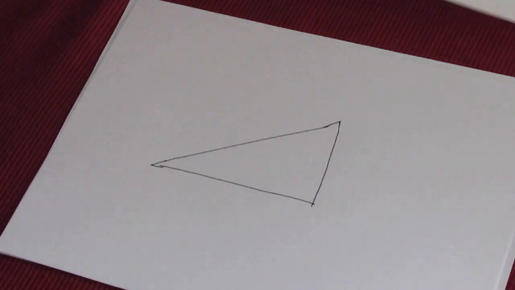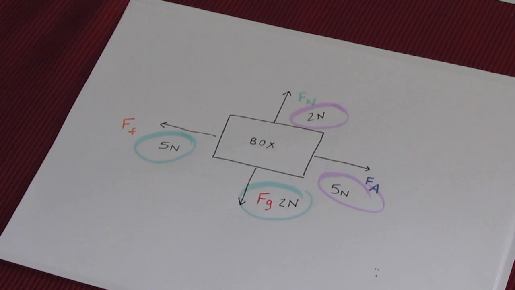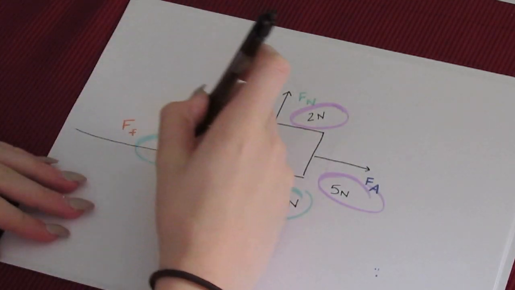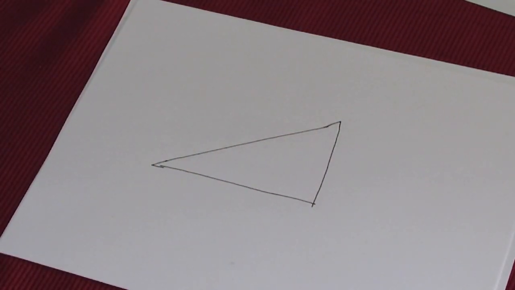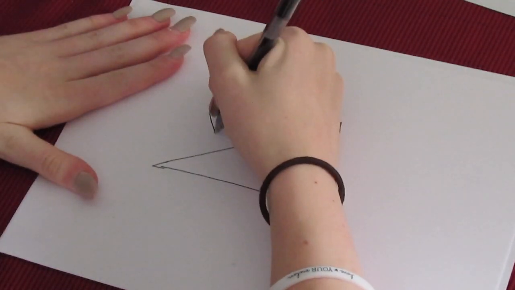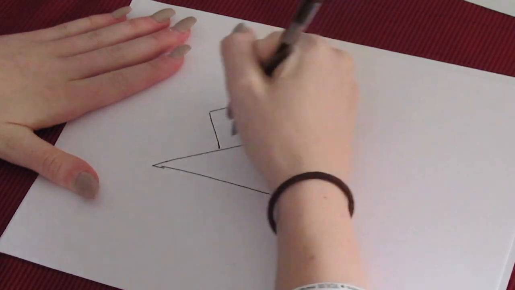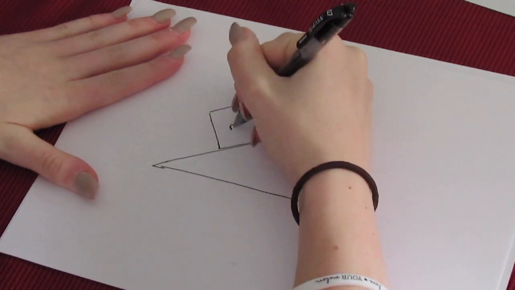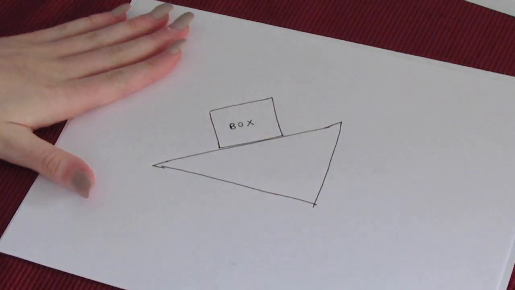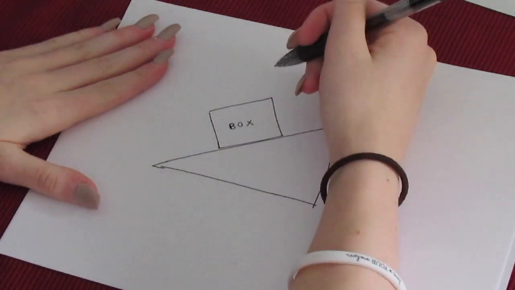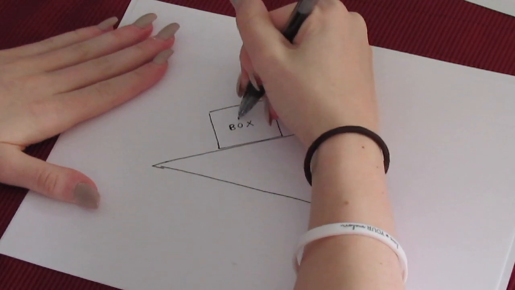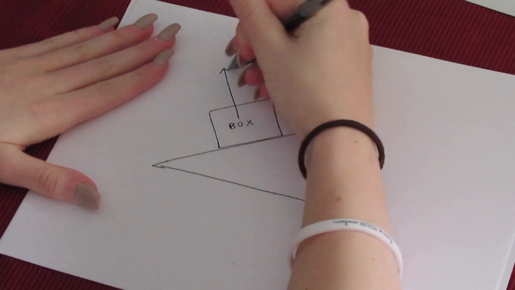Okay, so instead of having a box resting on a flat surface at equilibrium, now we're going to have a box resting on an inclined plane, and we're going to put that at equilibrium. So we'll draw our box. And now we're going to label our forces. So we have our normal force, which is going to be going up this way from the box.